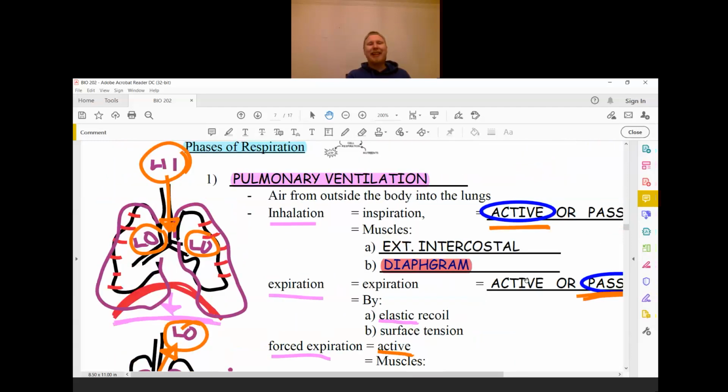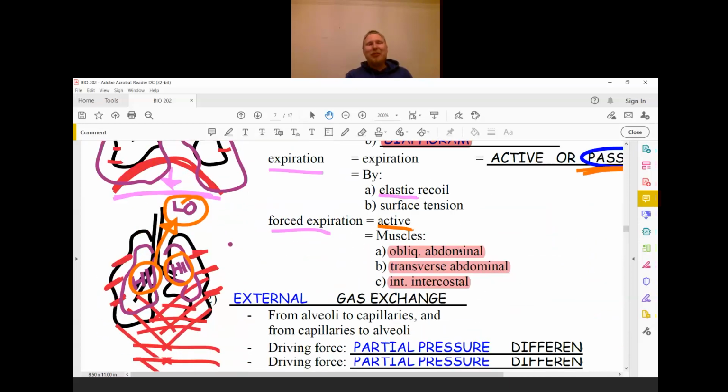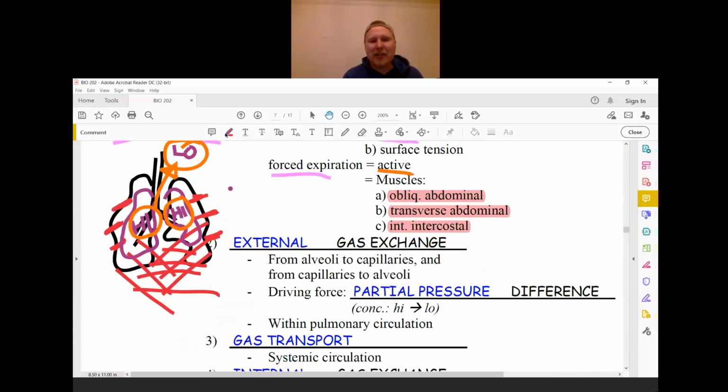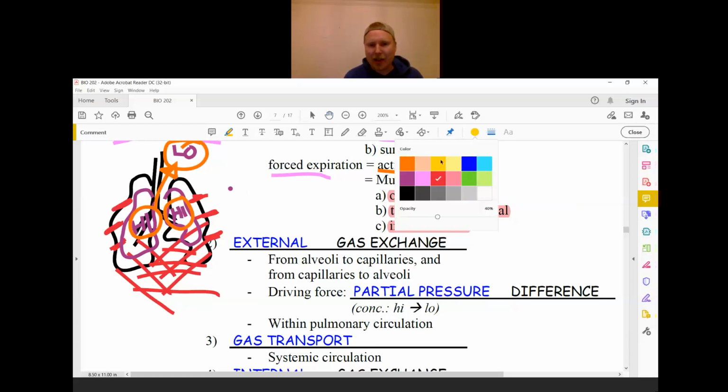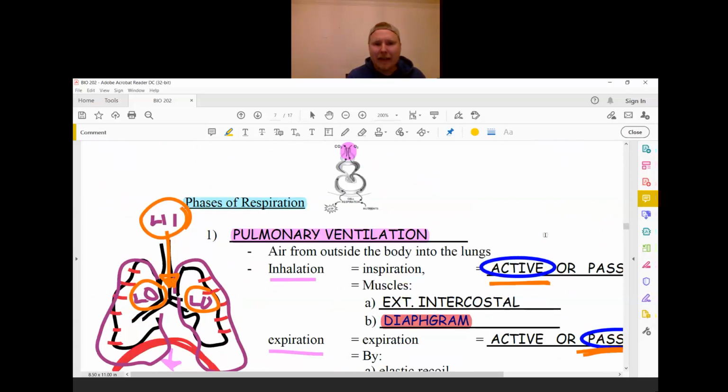Okay, that was a rather lengthy explanation of pulmonary ventilation, what we needed to know there. But we're going to continue to the next step, which is going to be about external gas exchange. And that gives us a clue that there is probably going to be another kind, an internal one, rather than just external. But let's focus on our external gas exchange at this point.